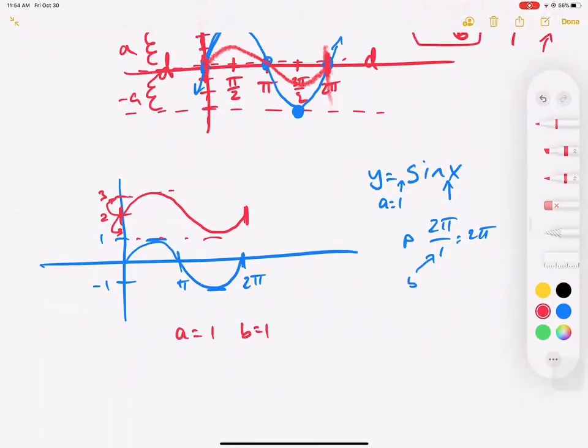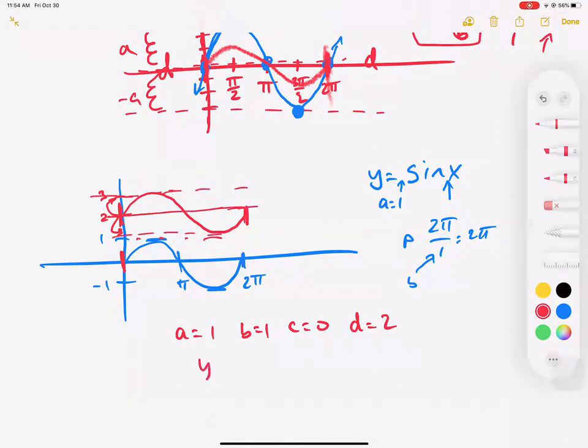My C value is 0 because we both started off at 0. But look at my D value. Where is the center of the red graph? Is it 1, 2, or 3? Where's the center of my red graph? The center is at 2, isn't it? It's not at 1. It's not at 3. The center is at 2. So my D is equal to 2 because we raised our graph by 2. We still have our highs and lows, but it happens now at 2.